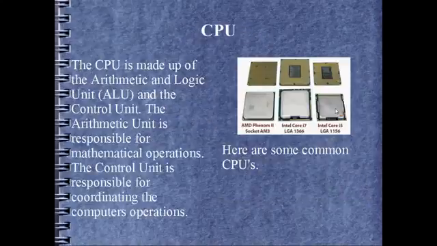Okay, now the CPU looks like this right here. They don't all look exactly the same. They all have different designs, but this is the general look. There's a lot of different ones other than this, so don't just keep your mindset on this. It's made of the arithmetic and logic unit, which is the ALU, and the control unit. The ALU does all the math, and the control unit controls all the computer's operations.